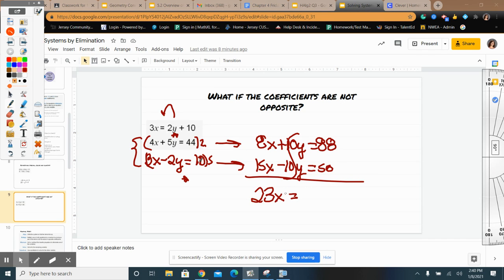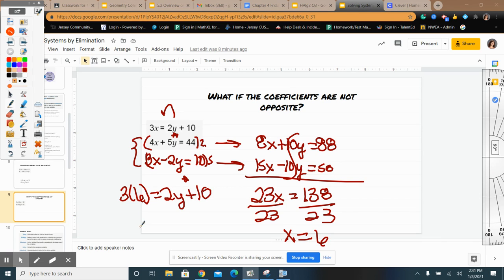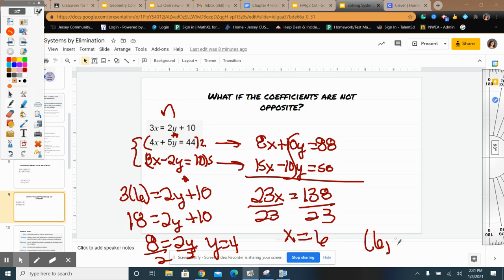And you get 23x equals 88 plus 50, which is 138. Divide both sides by 23, and you get x equal to 6. Now we know what x is. Let's find y. Pick your favorite equation. Since the top one is the least marked up, I'll go ahead and plug that 6 in for x there, equals 2y plus 10. That would be 18 is 2y plus 10. Subtract 10 from both sides and you get 8 equals 2y. Divide by 2 and y is 4. X is 6, y is 4 means if I graph those two graphs, 6, 4 would be the point where they would intersect.